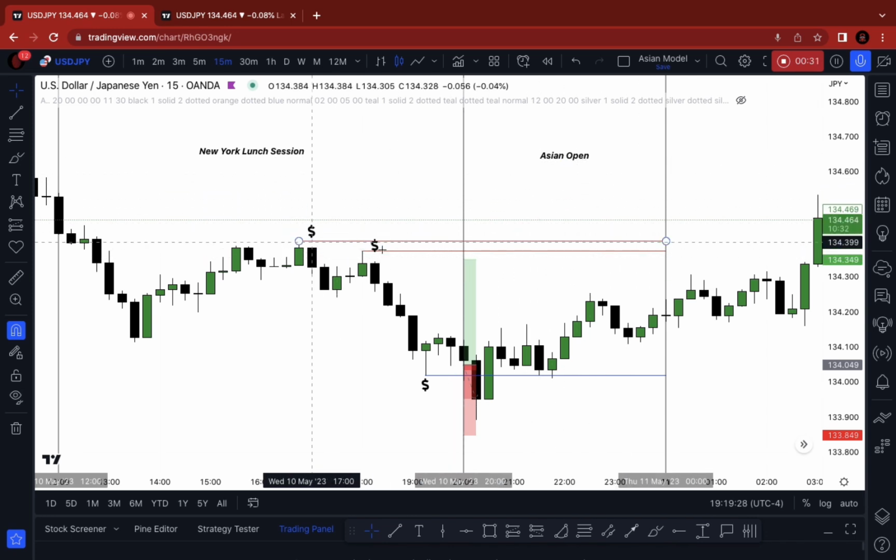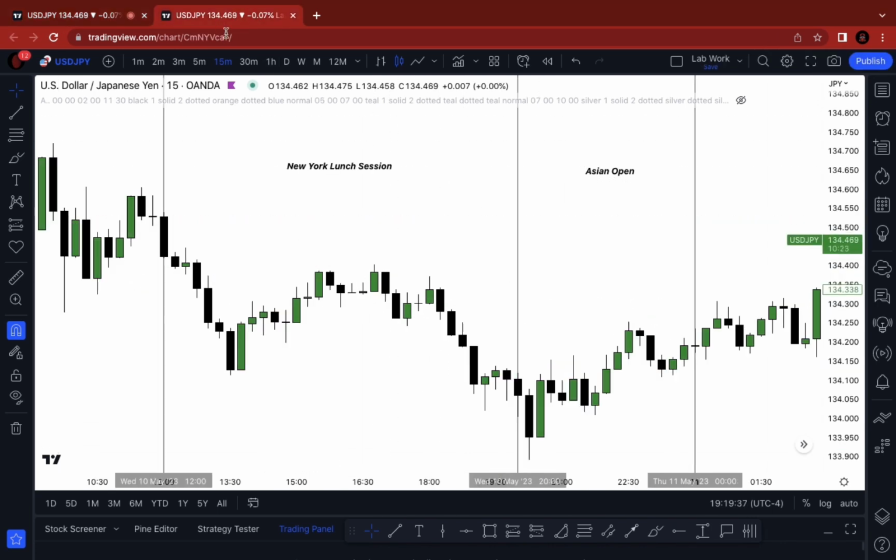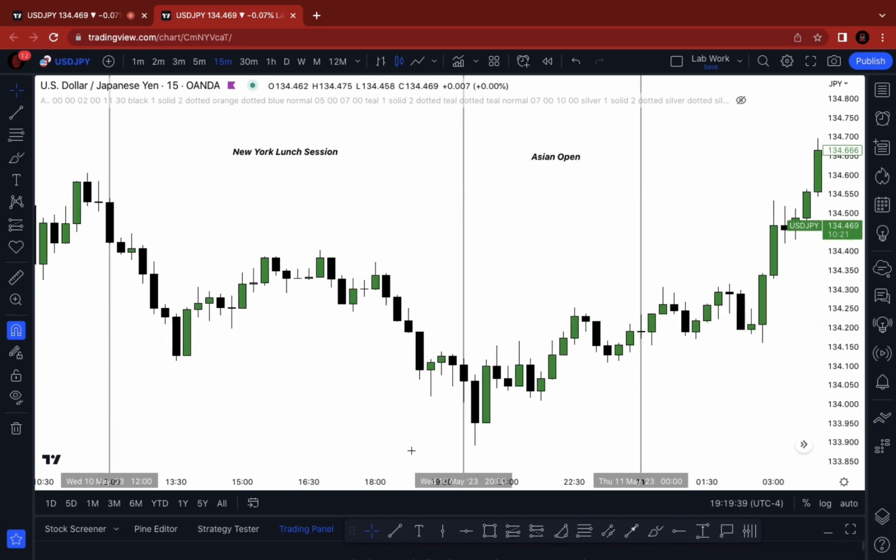Then we're going to mark off the 15-minute swing highs for buy side and then 15-minute swing lows for sell side. That's how I'm normally speculating going into the new session. So if we come over here, we can see the same thing here. And this is how I'm labeling it.